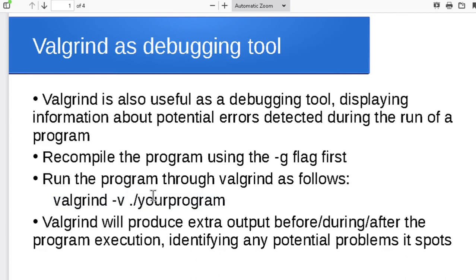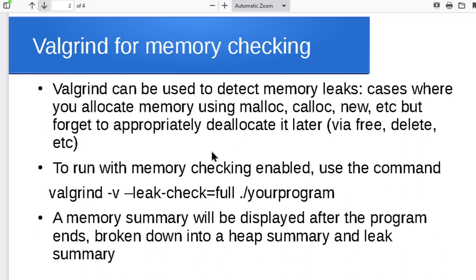Your program runs normally. Valgrind will produce some output before the program runs. It might produce some output during the execution, and it'll produce a summary at the end talking about any potential problems it's spotted. So it will happily run through, blather away. It can produce information about things like unreachable code, uninitialized variables. So there's all sorts of bits and pieces it can give you information about. And then we can also use it to detect memory leaks.